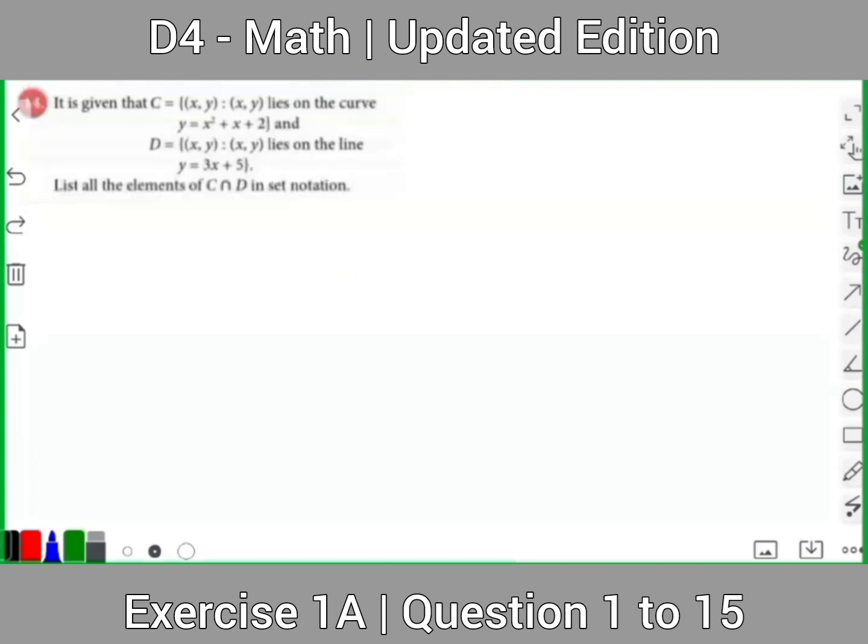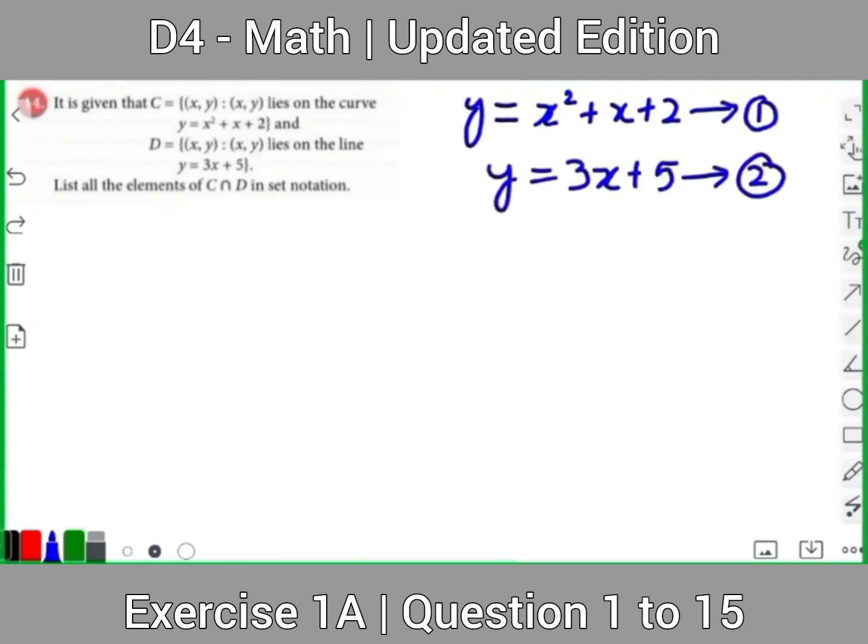In the question, we are given two sets. The set C is the ordered pair (x, y) such that it lies on the curve y = x squared plus x plus 2, and D is the ordered pair (x, y) such that it lies on the line y = 3x plus 5. So here we have two curves. The first one is y = x squared plus x plus 2. Call this equation 1. Now we have another, y = 3x plus 5. Call this equation 2. Now put equation 1 equal to equation 2.